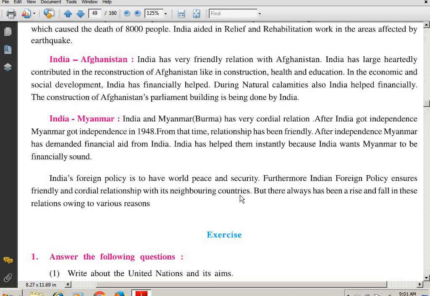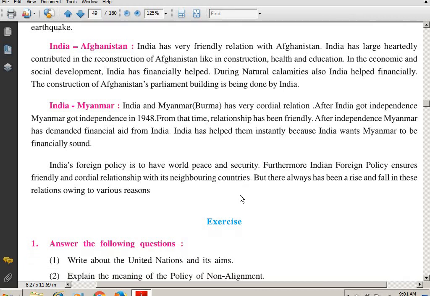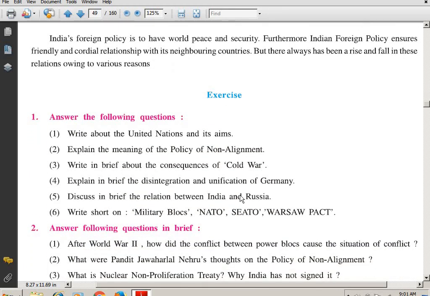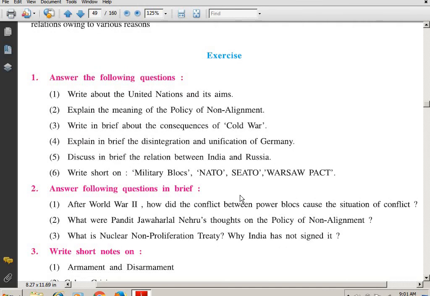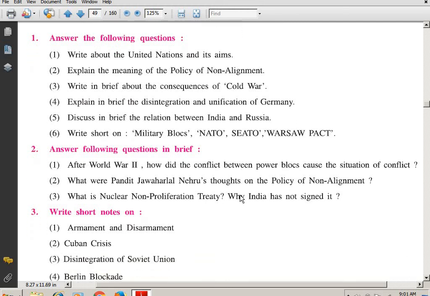And students, that is about the world after 1945. Here we have finished the chapter, and now here you have all these question answers. Students, if you realize, I am not giving you the short question answers because I know you have a lot to do, so all these question answers you have to write in your book. Question answers are very easy, as we have already seen them. Write about the United Nations and its aim, the non-alignment policy, the Cold War, the disintegration and unification of Germany, and the relationship between India and Russia. We have studied all these questions. Students, I want you all to write this in your fair book and learn them by heart.